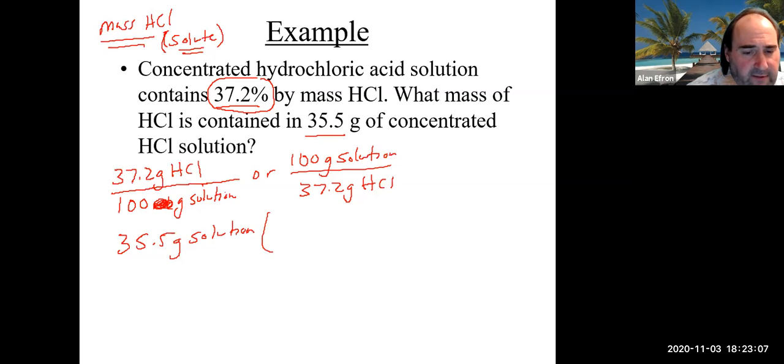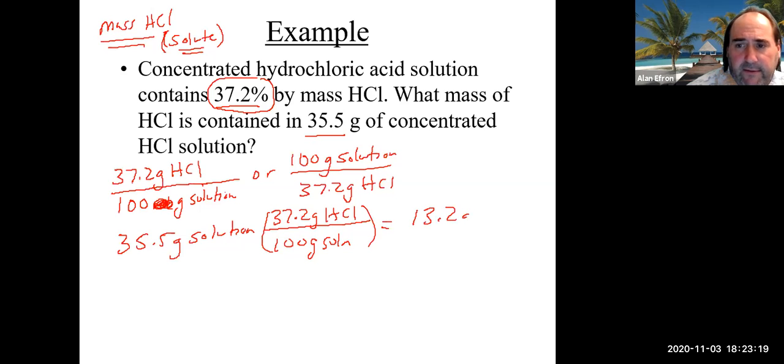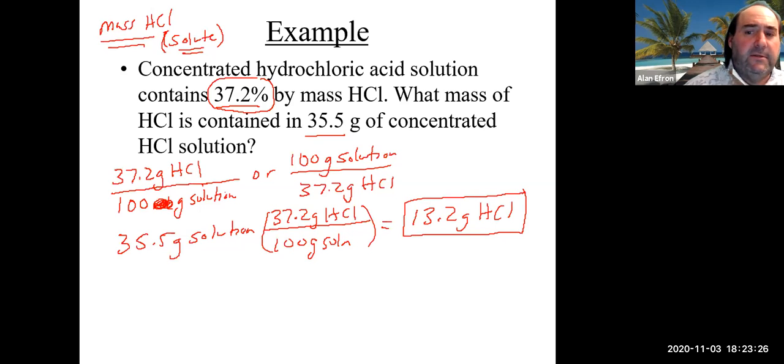So we do want to use the conversion factor on the left there. That's going to give us 37.2 grams of HCl over 100 grams of solution, and that's going to give us something like 13.2 grams of HCl in this particular case. Any questions on that?